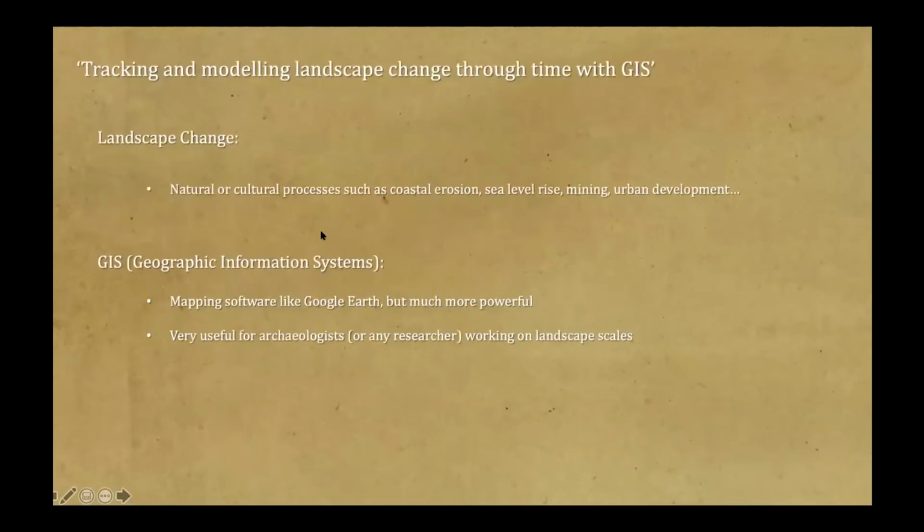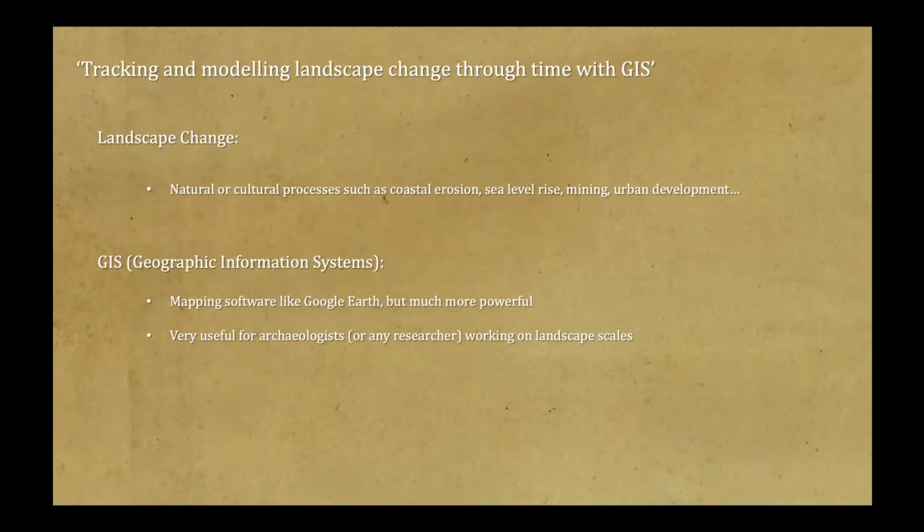Greg. I'm at La Trobe University doing my PhD, but I'm going to talk a little bit today about some stuff I did in New Zealand as well as the stuff that I'm doing my PhD on. The title of my talk is Tracking and Modeling Landscape Change Through Time with GIS. We'll go over some basics first.